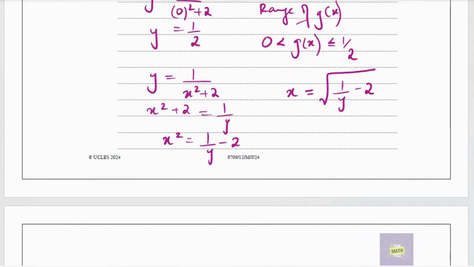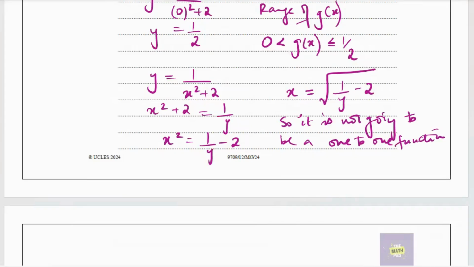So it is not going to be a one-to-one function. That is your answer.